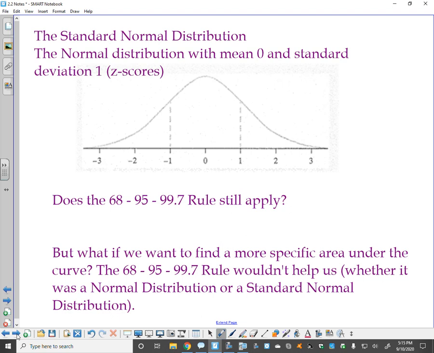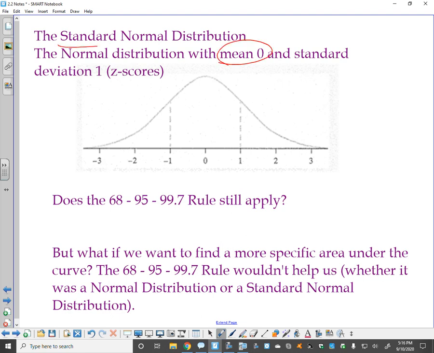Okay, so the standard normal distribution, which we already talked about in the last class, is a normal distribution. Its mean will always be 0 and the standard deviation is 1. This is your z-scores. All right, let's talk about why your mean is 0.